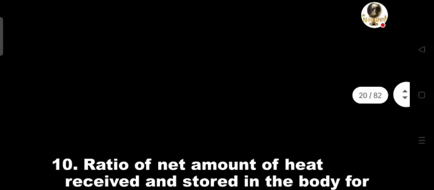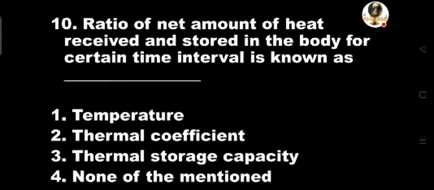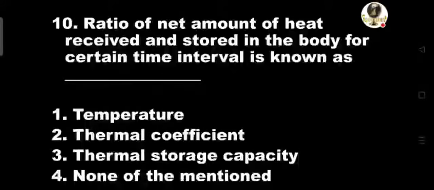So another question: the ratio of net amount of heat. When you are in the exam, you must carefully read every word. The question is: the ratio of net amount of heat received and stored in the body for a certain time interval is known as? The options are temperature, thermal coefficient, thermal storage capacity, and none of the mentioned.